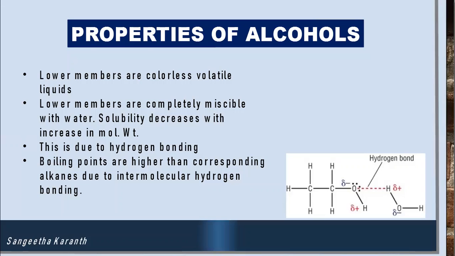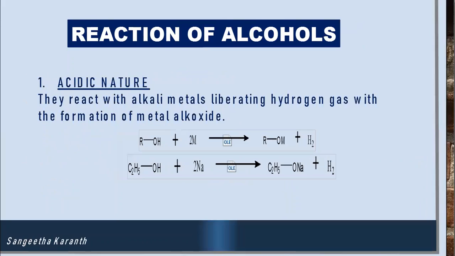In case of alcohols, the boiling points are higher than respective alkanes. Again, the same reason, that is, the alcohols will form hydrogen bonding within themselves. So what happens here is higher temperature is required in order to break these hydrogen bonds. Or in other words, higher energy is required to separate the alcohol molecules. So because of this, the boiling points of alcohols are higher when compared to that of respective alkanes.